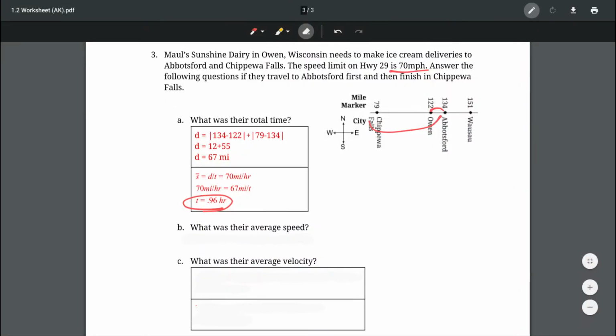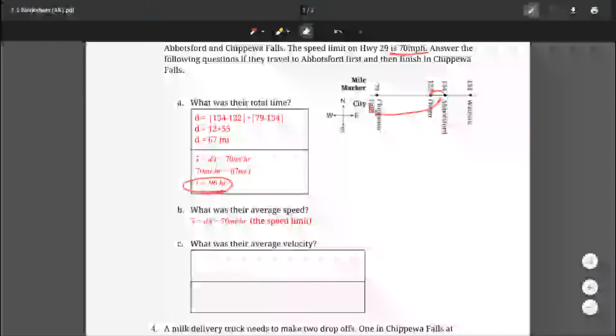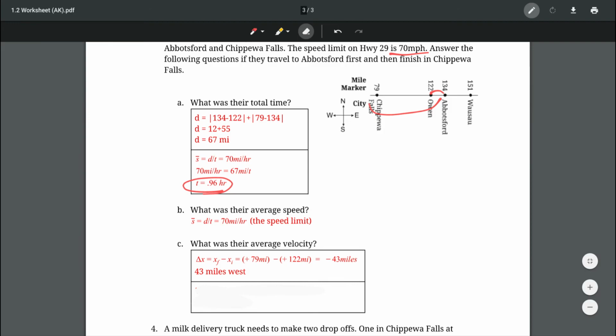The average speed, we're going to say is 70 miles per hour just based on the speed limit. And then for velocity, we have to find first the displacement because velocity depends on displacement. In order to find that, we'll find the difference in position between Owen and Chippewa Falls because that's where they started and ended. We see that they ended up 43 miles to the west, and then we can use that displacement and the time found in part A.